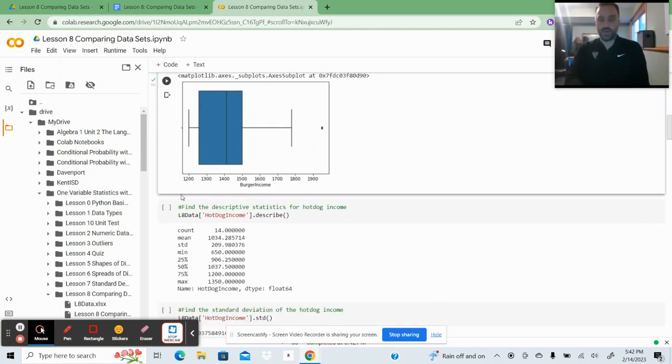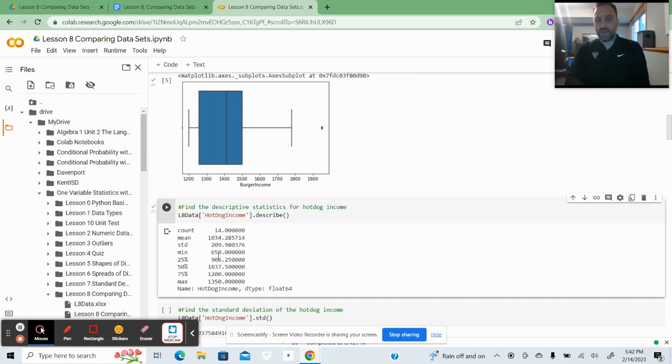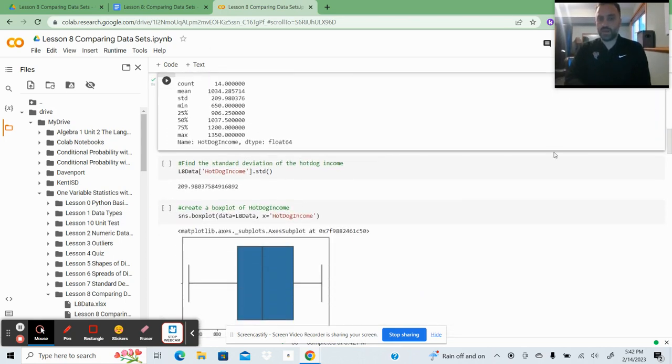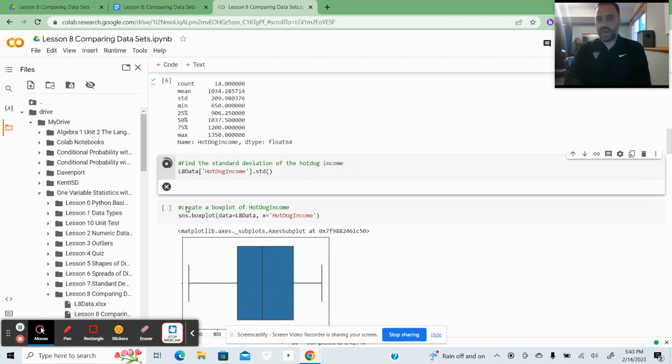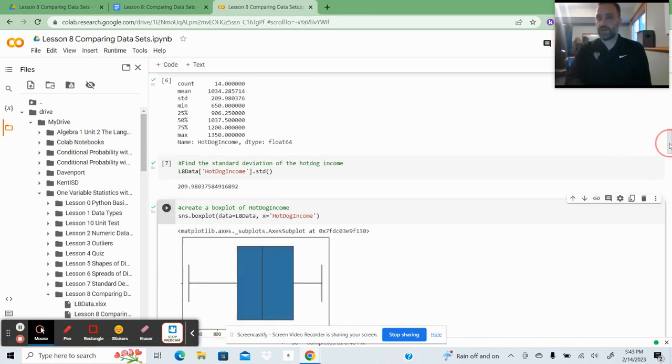The next thing that we can do is look at the hot dog income. If you notice, the mean is a little bit lower, and then we have the standard deviation of 209. Then we can find that directly, the standard deviation. And then we can also create a box plot using SNS box plot of the LA data, and then X, the column is the hot dog income column. And then it can create it right there for you.